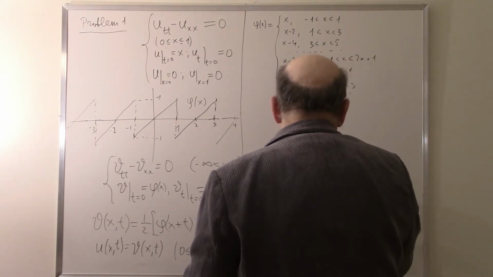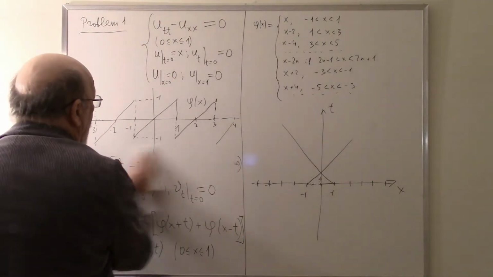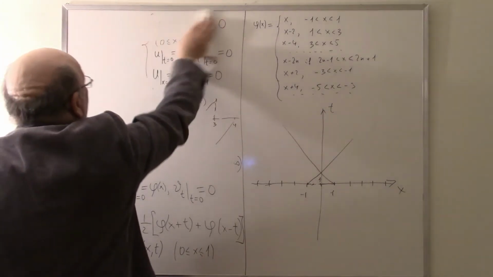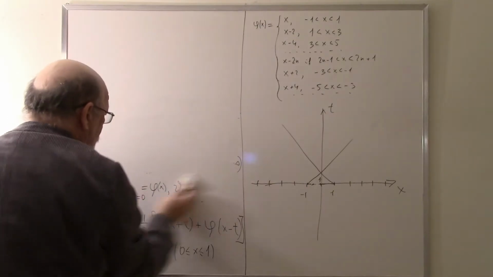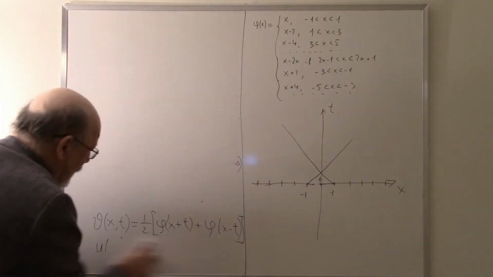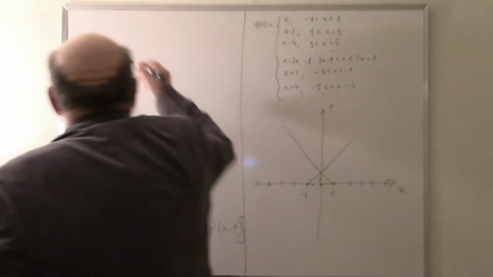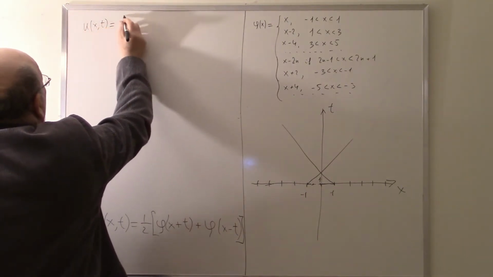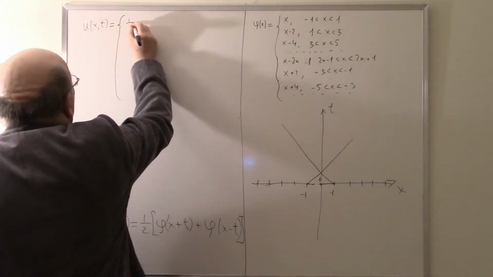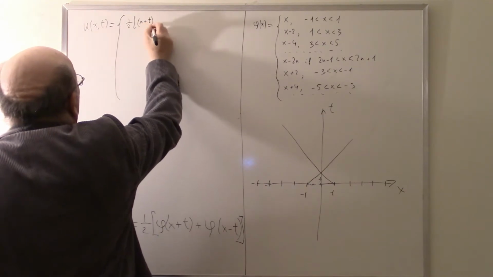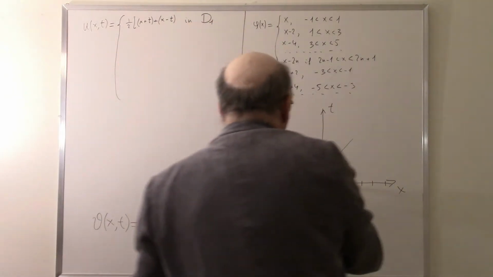And this means that in this domain, let me denote it by D1, domain number 1, let me keep this formula, and I will apply this formula piece by piece. So u of (x, t) equals the following. In domain number 1, it is 1/2 (x plus t plus x minus t). Domain number 1 is what I depicted here.